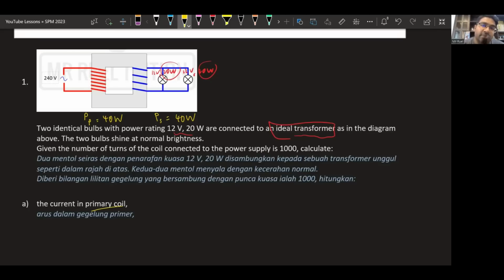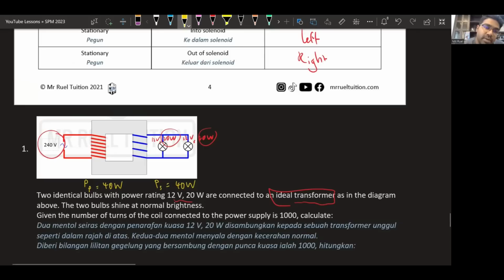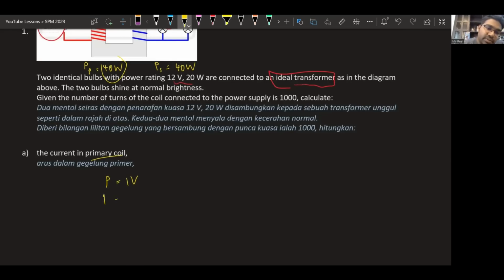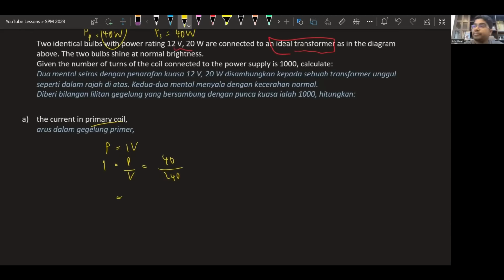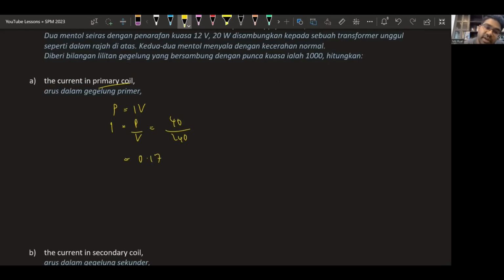Now, we already have the voltage given to us here, 240 V. So we can use the formula P is IV. We already know the input power is 40 watts. So I will be equal to P over V. So that will be 40 over 240. And this is 1 over 6, which is 0.17 amperes.